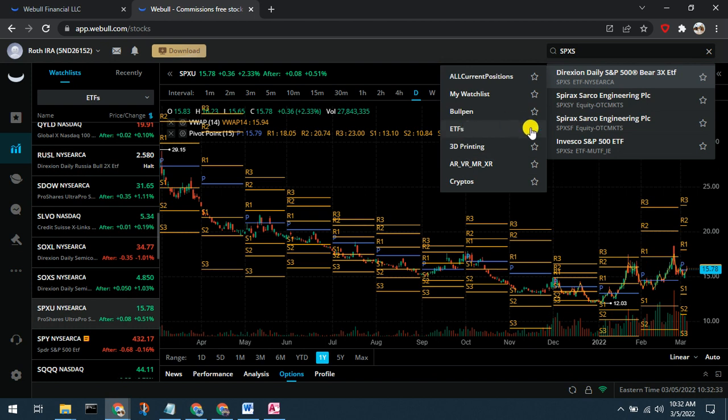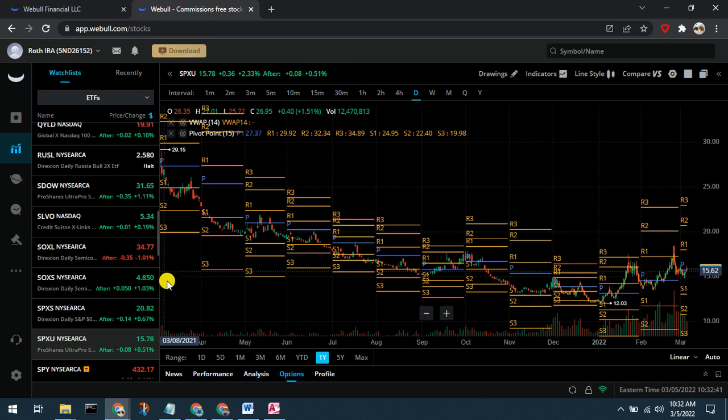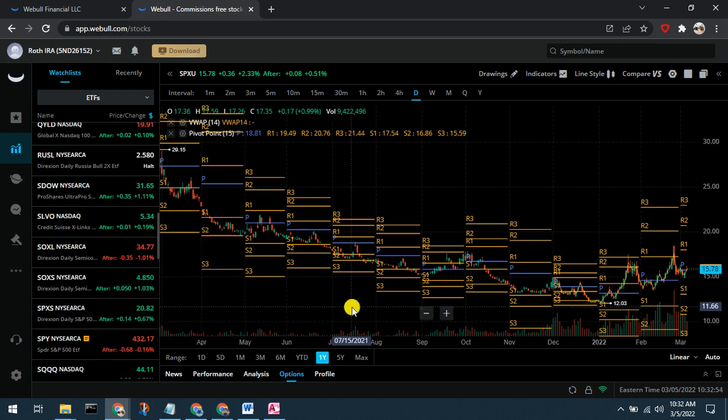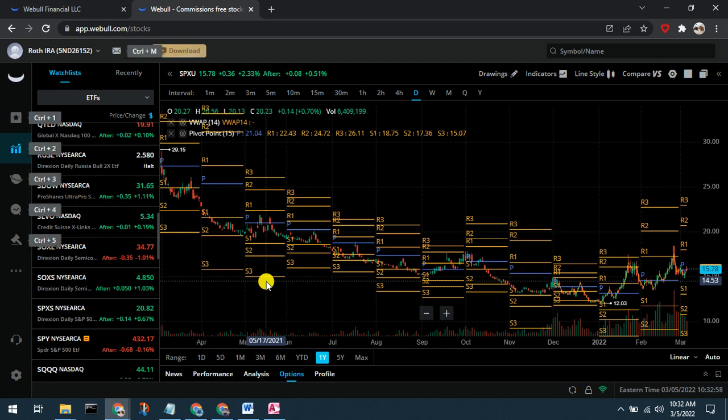SPXS instead of SPXU. So again, I hope that all helps. You can see how we evaluate similar ETFs, given a theme, given a direction, etc., to put on our watch list, to put in our database. So we'll remove SPXU so we don't get confused in the future. I hope that all helps.